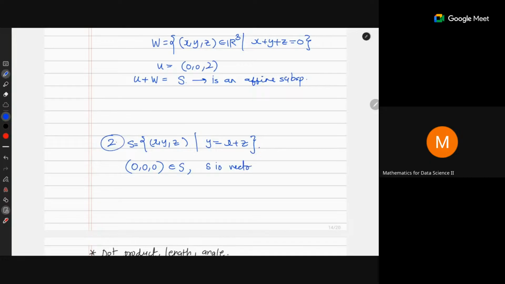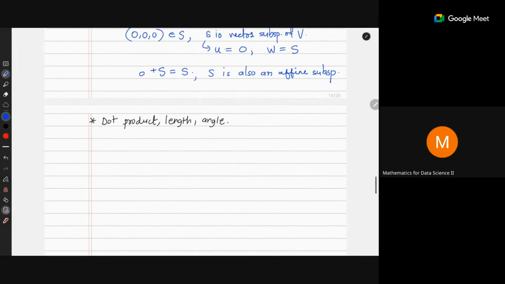It is a vector subspace of V, and for this you can take your vector U to be 0, and the subspace W to be S itself. So 0 plus S will be equal to S. The 0 vector plus S will be equal to S. So S is also an affine subspace. So in particular, any vector subspace is also an affine subspace of V.